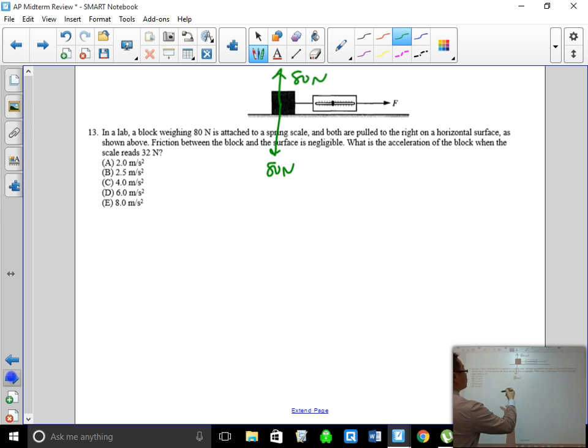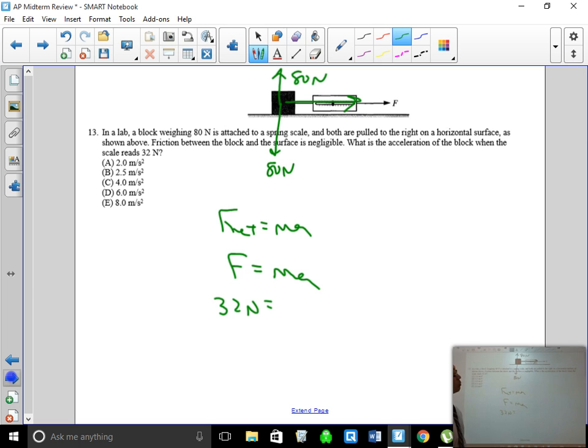Well, if this is the only force pulling it forward, then F net is equal to ma. The force pulling it is just equal to ma. So the spring scale reads 32 newtons. The only tricky part here is we have to figure out what the mass is, but if you know the weight is 80, the mass of course has to equal 8 kilograms. So 32 = 8 times a, and the acceleration is 4 meters per second squared.